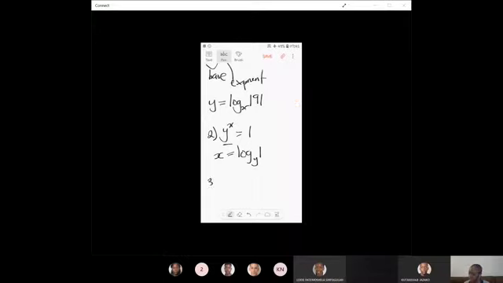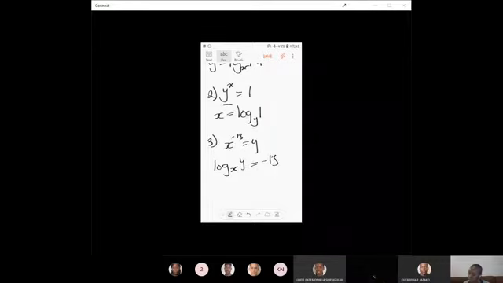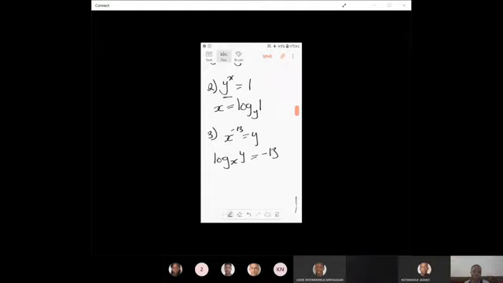Number 3, let's go down. Number 3, x to the power of minus 13 is equal to y. Okay, so again, log to the base x of the argument y is equal to minus 13. So you can also start with minus 13 is equal to that. In either case, minus 13 is the subject of the formula.